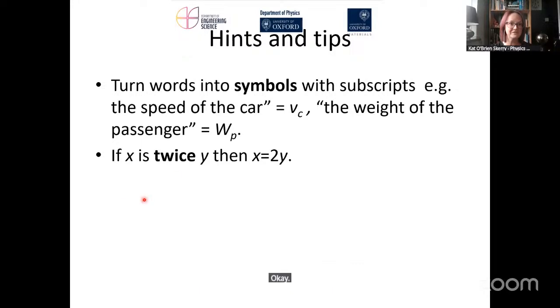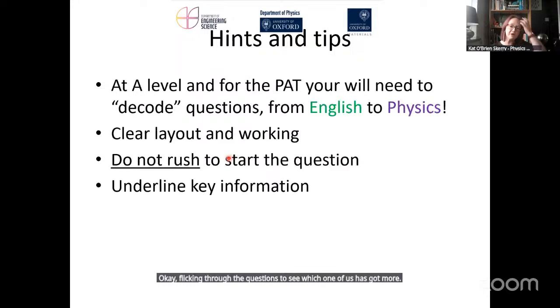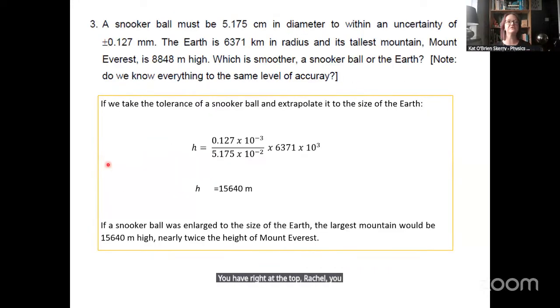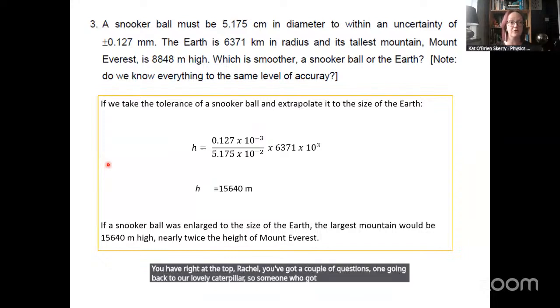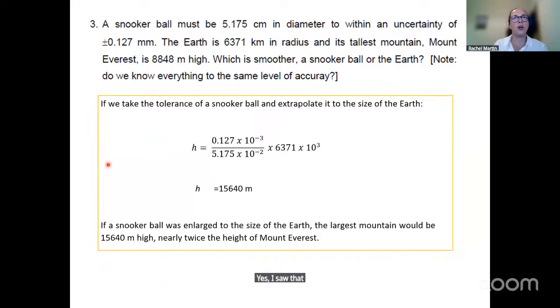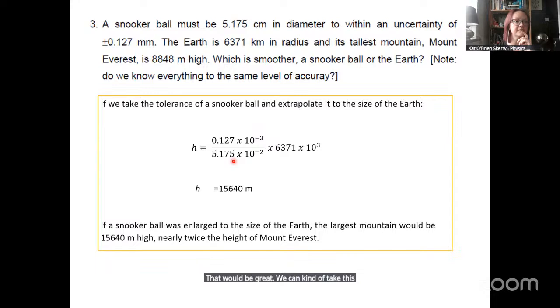Okay, flicking through the questions to see which one of us has got more. You have right at the top, Rachel. You've got a couple of questions. One going back to our lovely caterpillars, so someone who got a little bit lost. Yes, I saw that. I might go back to that one. That would be great. We can take this in stages.